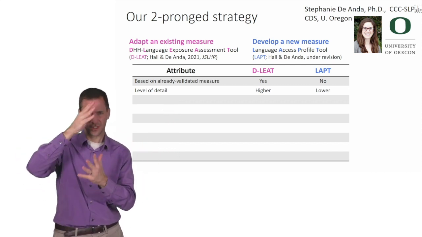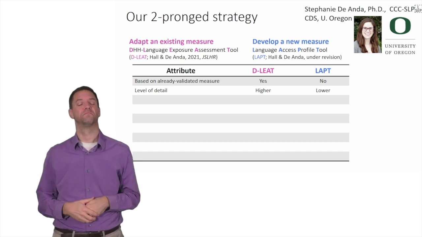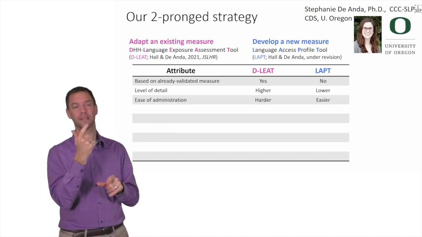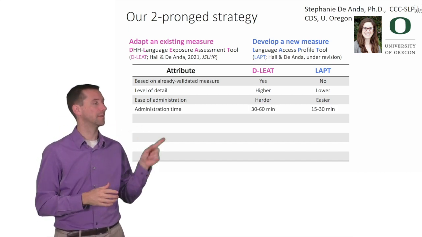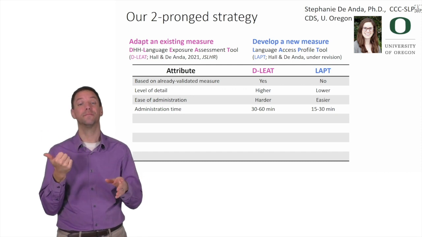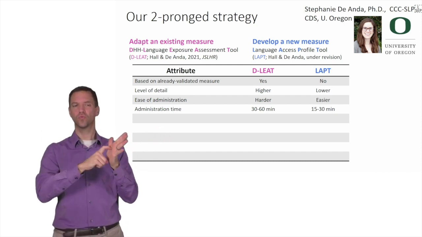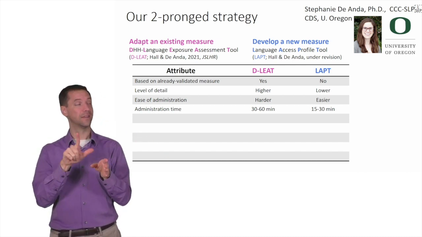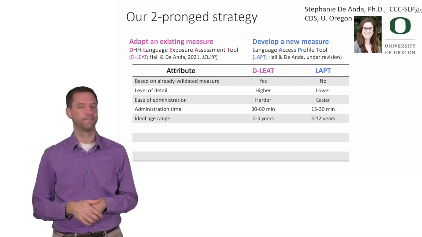The D-LEAT provides a more rich source of information. The LAPT is a bit more superficial. But at the same time, the D-LEAT is a little bit more complex to administer, and the LAPT is a little bit easier. Likewise, the administration time that's required for the D-LEAT is a little bit longer, about 30 to 60 minutes, whereas for the LAPT, it's closer to 15 to 30 minutes.